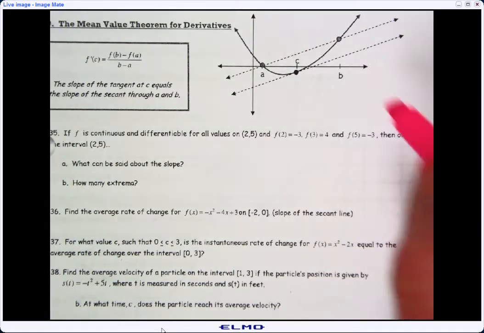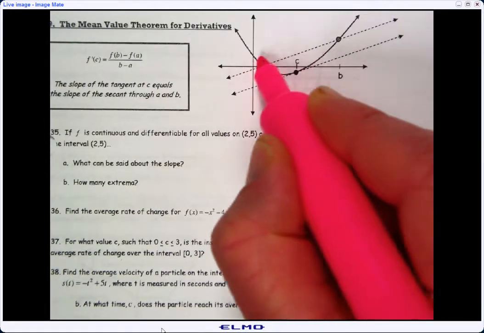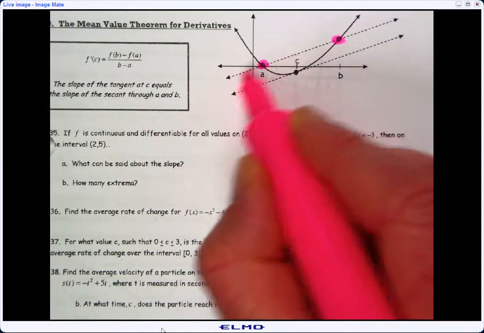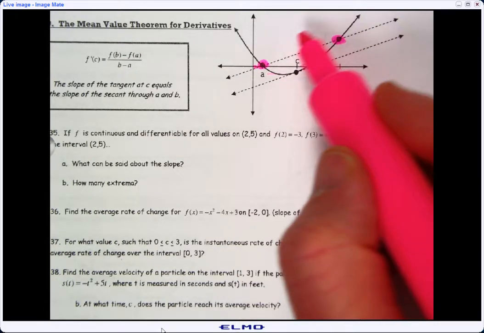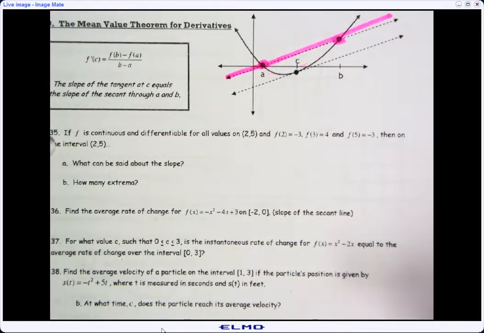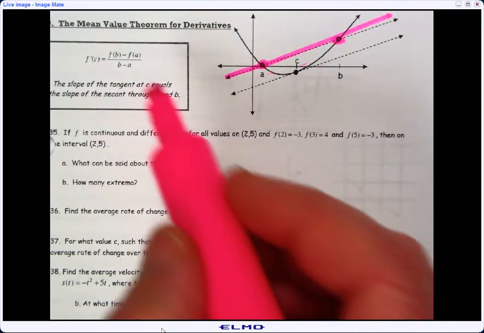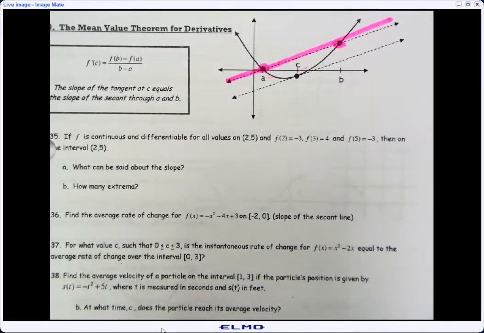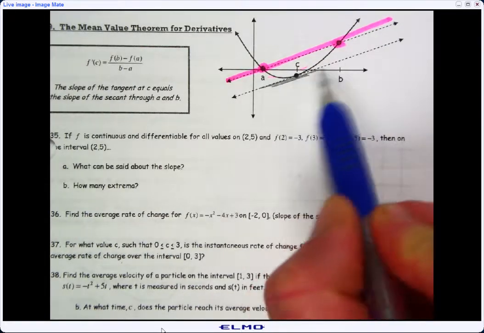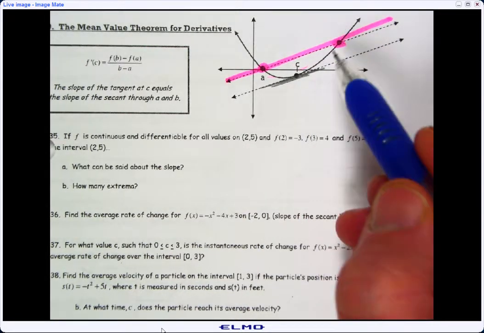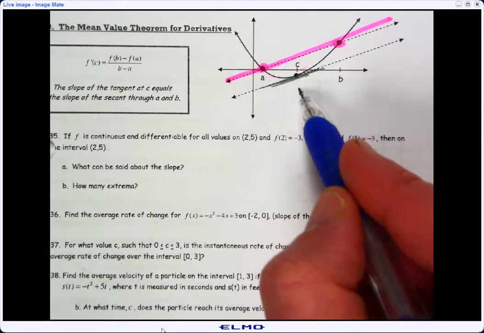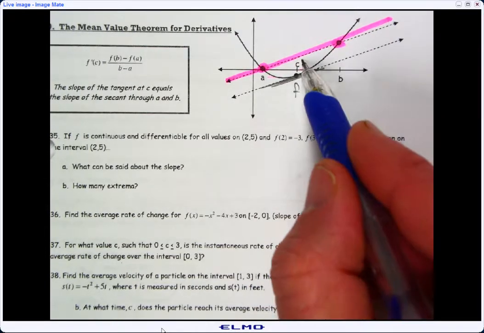So what that means is if you have this function here, you take the slope of that function using the old-fashioned slope, f of b minus f of a over b minus a. Somewhere, if this is continuous and differentiable, there has to be a slope right here that matches that slope. The derivative equals the value.